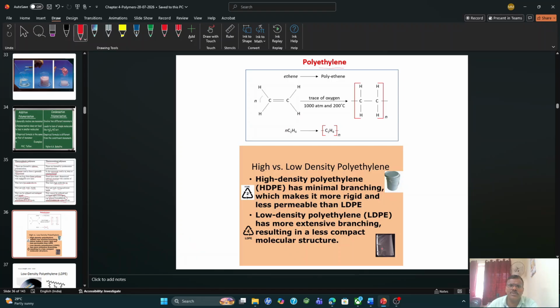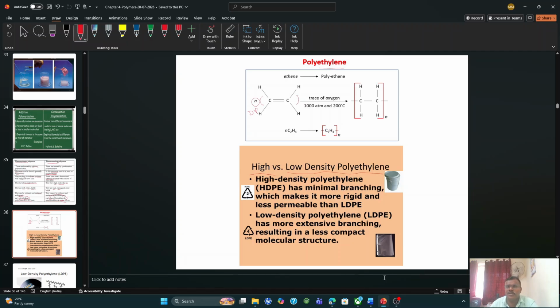So n number of this unit is needed, so I'll put a bracket like this. What does this n stand for? Degree of polymerization. You should recall this. The conditions are 1000 atmosphere and 200 degrees Celsius, and traces of oxygen are needed. It will polymerize by free radical mechanism. There are two types of polythene materials: one is high density, the other is low density. High density polyethylene and low density polyethylene.